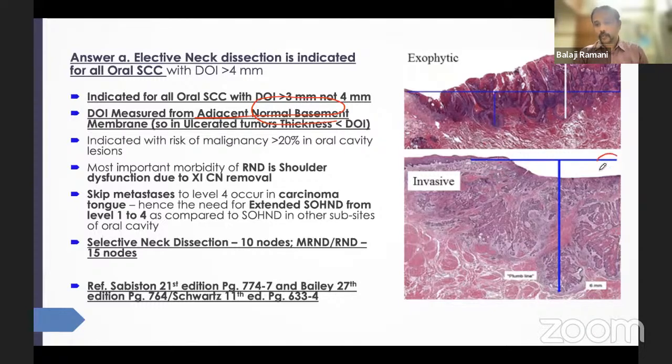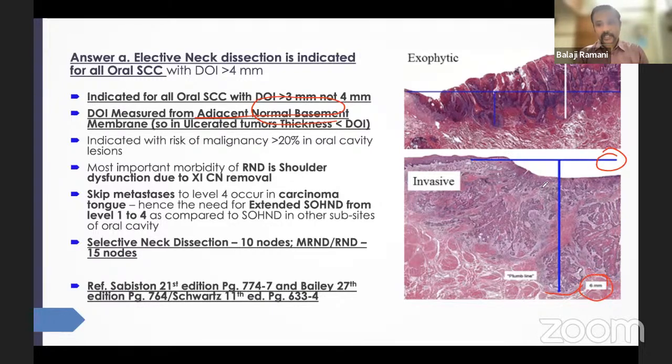You can see the blue line which is drawn there. And then you take the deepest extent of the tumor. You can see here the tumor is extending, and then you make the measurement. The vertical line is drawn from here to here. This depth is measured as 6 millimeter.